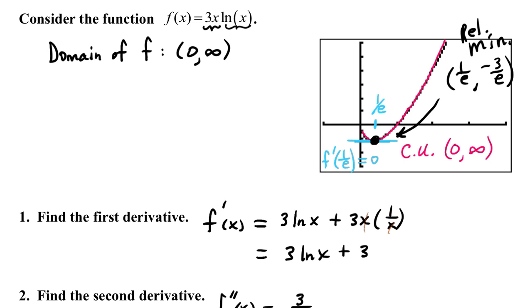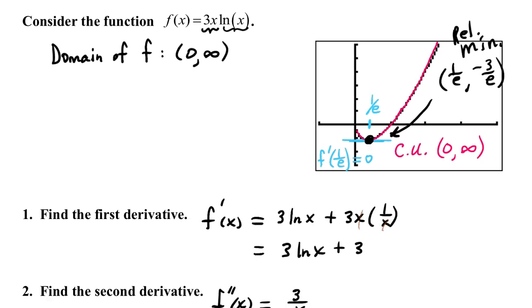Consider the function f of x equals 3x natural log x. Let's take our first derivative. We're going to have to use the product rule. So we have the derivative of the first, that's 3, times the second, that stays natural log of x, plus the first times the derivative of the second, and that's 1 over x. The x's cancel. So our first derivative is 3 ln x plus 3.